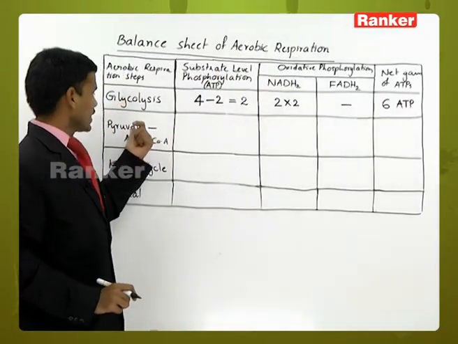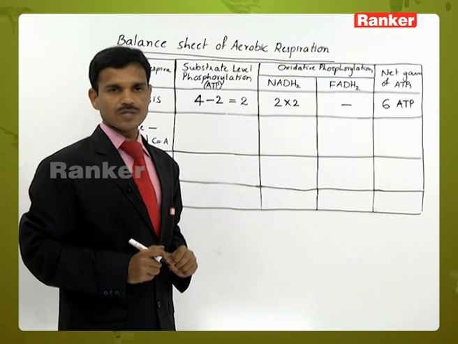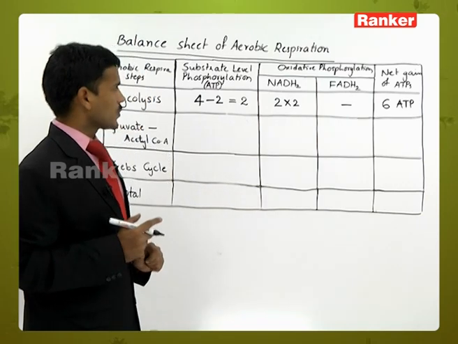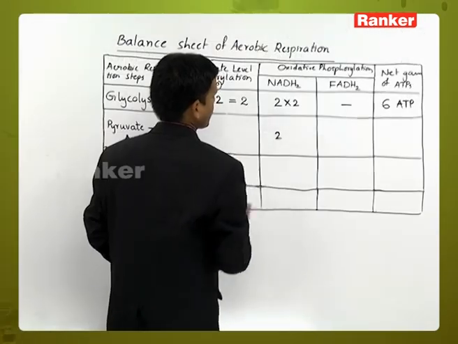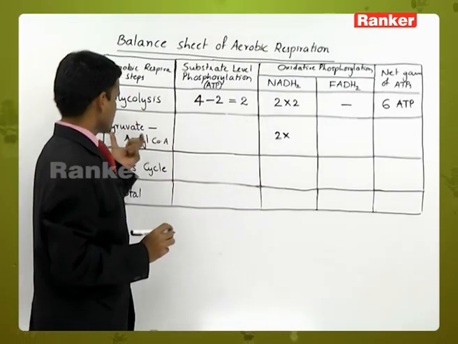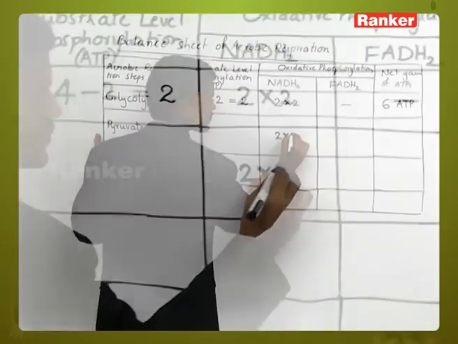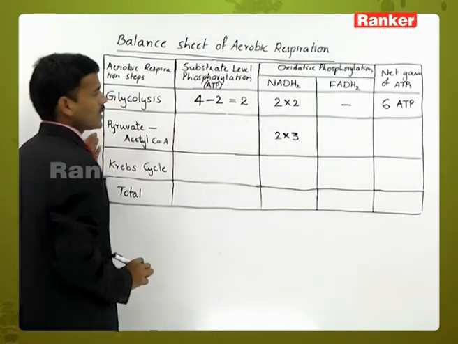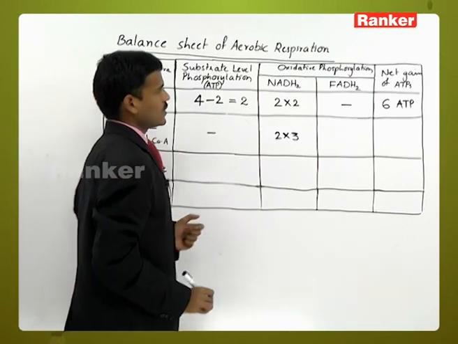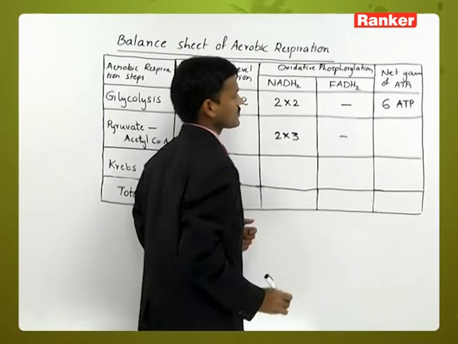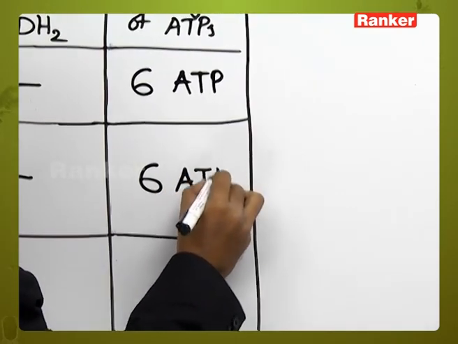The second step of aerobic respiration, pyruvate to acetyl coenzyme A. In pyruvic acid oxidative decarboxylation, here 2 NADH2s are produced. These two reactions are taking place in the mitochondria. So, mitochondrial NADH2 is equal to 3 ATPs. And in this second step, no substrate level phosphorylation, no FADH2s are produced. In the second step also, the net gain of ATP is 6 ATPs.